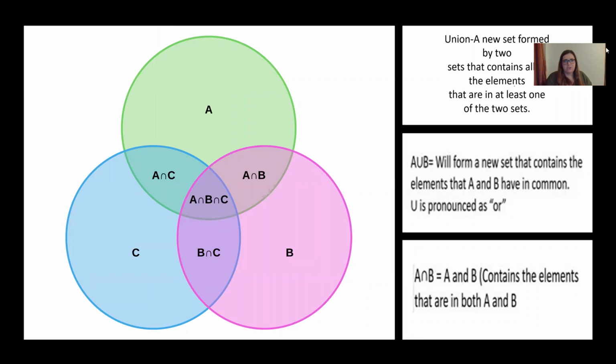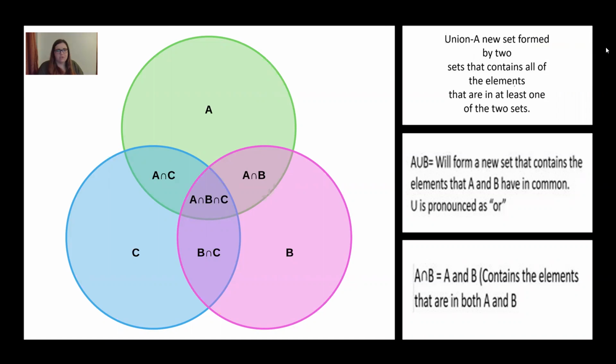So what is a union? A union is a new set formed by two sets that contains all the elements that are in at least one of the two sets. Could be either or. So if you have a regular shaped U, it's going to be pronounced as or. If you have an upside down U, it's going to be and, which is what's in both A and B.